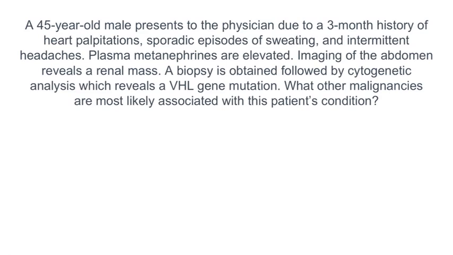A 45-year-old male presents to the physician due to a 3-month history of heart palpitations, sporadic episodes of sweating, and intermittent headaches. Plasma metanephrines are elevated. Imaging of the abdomen reveals a renal mass. A biopsy is obtained, followed by cytogenetic analysis, which reveals a VHL gene mutation. What other malignancies are most likely associated with this patient's condition?